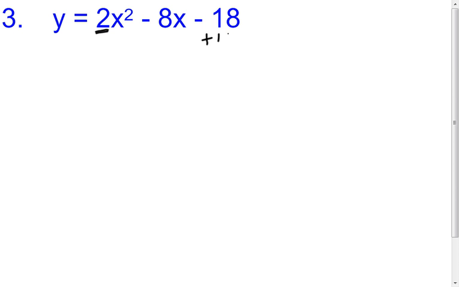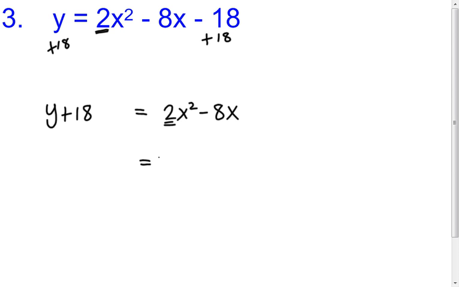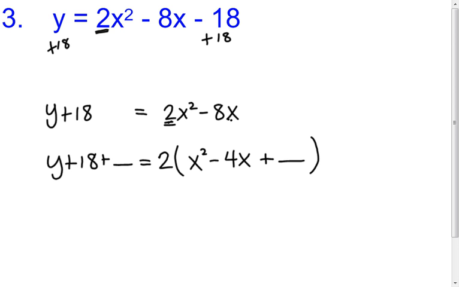Start out the same way. You're first of all going to add 18 to both sides. So then I will have y plus 18 equals 2x squared minus 8x. Okay, now here's the problem on this one. Your a term is not 1 right here. So what you need to do is actually factor that out. So you're going to factor a 2 out of here. So you will have 2 times x squared minus 4x, and now put your blank in there. And put your blank, of course, on the other side as well.